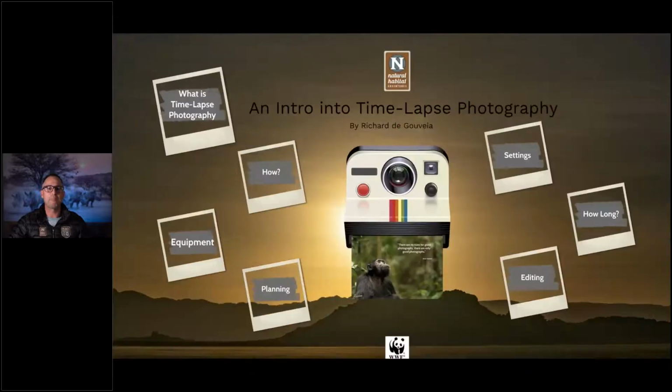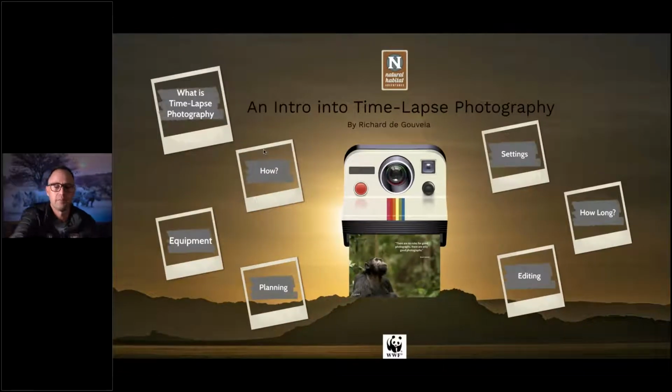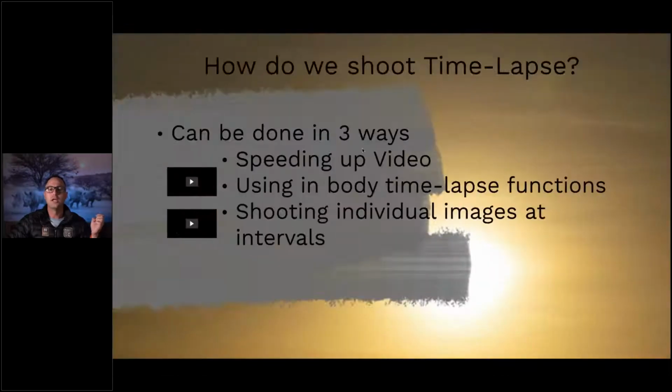So that's a basic rundown of what time-lapse photography is. It is this combination of images or photographs to create a video, which is taking a large chunk of time and putting it into a smaller chunk of time so that we have better access to what is going on. So this can be done in 3 different ways. So how do we do it?